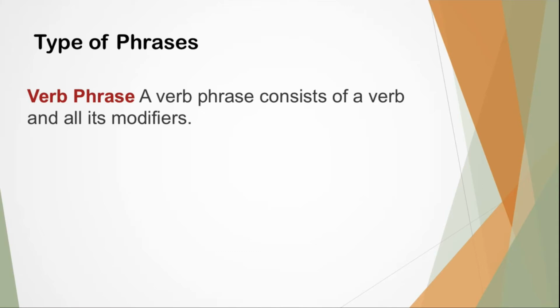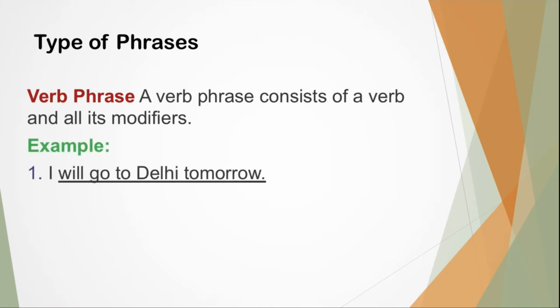The other type of phrase is verb phrase. A verb phrase consists of a verb and all its modifiers. Let's see with the help of examples. I will go to Delhi tomorrow. Right? I is the noun, will go is verb, auxiliary and main verb, to Delhi tomorrow. So this entire thing is the verb phrase. It starts with a verb and then the whole modifiers, they are connected with it. Hence it is known as a verb phrase.